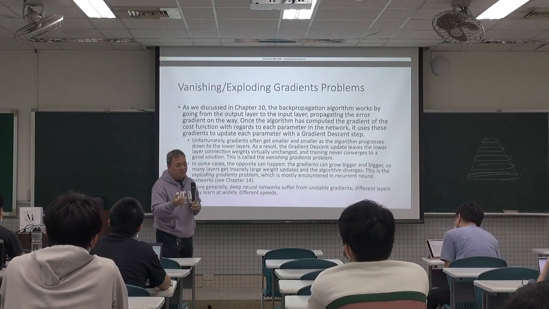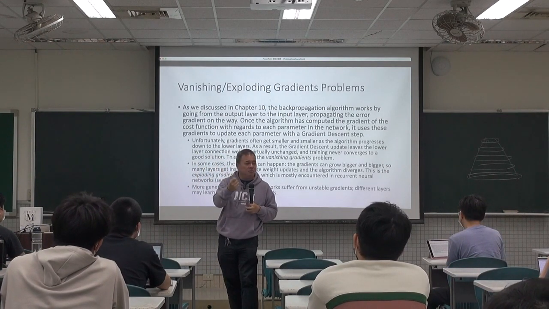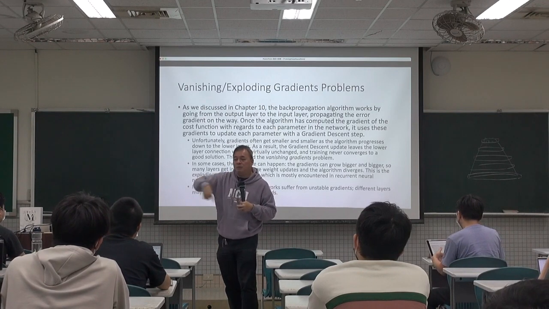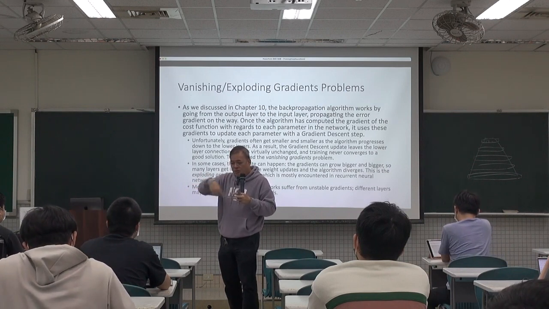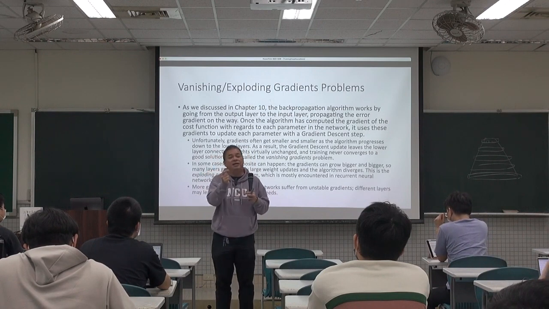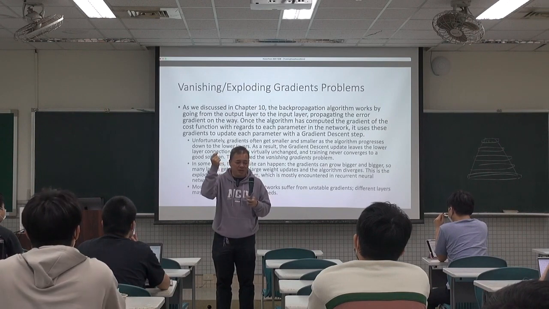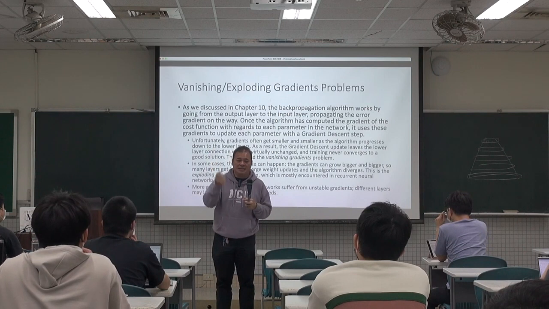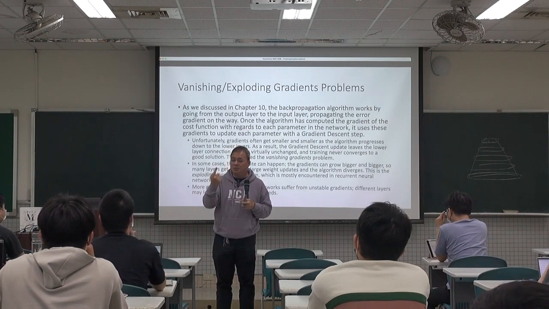When I say vanish, I mean it's very close to zero. But when the gradient, when the slope is close to zero, that means what? That means your training will not go anywhere, right? Because the direction of the training relies on the gradient. If you don't have a gradient, you don't have a place to go. So your training will stall. It will stop there indefinitely. So that's the first issue.